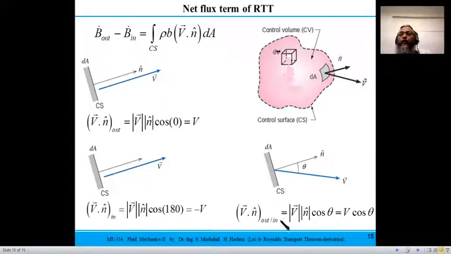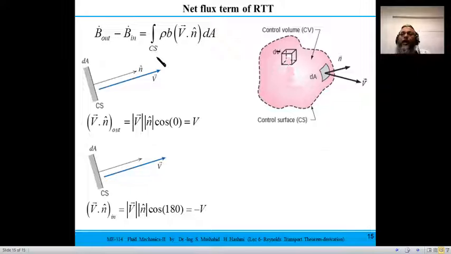If the velocity is not in the direction of the normal but makes a certain angle, we call V dot n, which would be V cos theta. So that represents either out or in, and both together can be represented by this integral. So the net flux is represented by this integral.